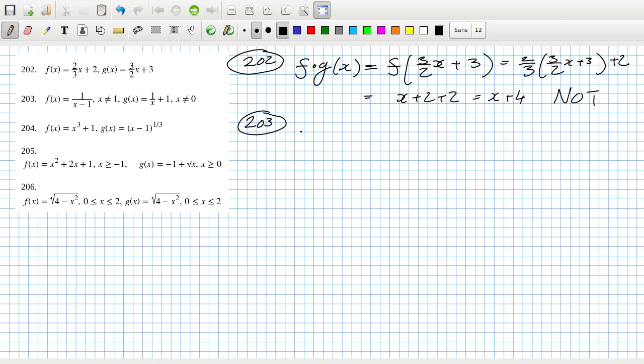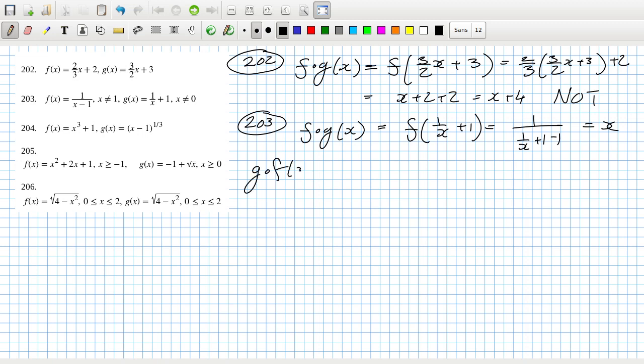203. f of g of x is equal to f of 1 over x plus 1. That's equal to 1 over x plus 1 minus 1. And that's equal to x.